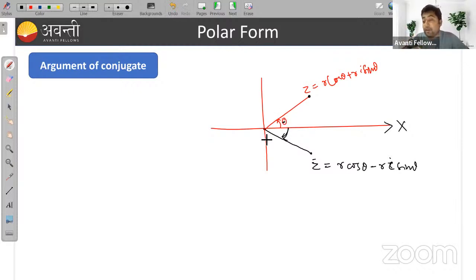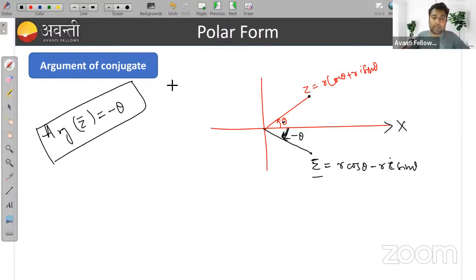But if we are asked to find the argument of the conjugate of that complex number, then it will be minus theta, because the conjugate is the image of that complex number in the x-axis. So this is my z bar. Yes or no? What is the angle made by this z bar with the x-axis? That is minus theta. So the argument of the conjugate of z is minus theta. Remember, if the argument of z is theta, then the argument of the conjugate of that complex number will be minus theta.